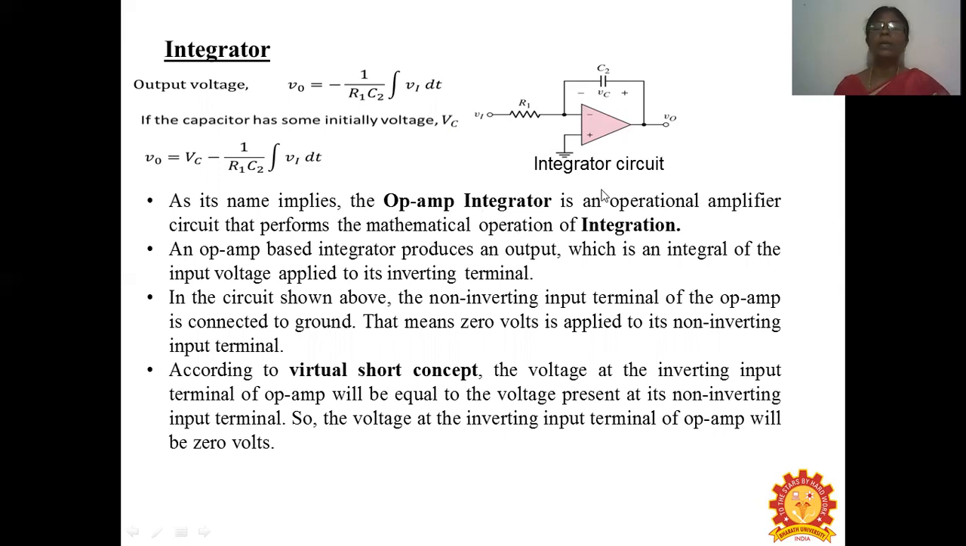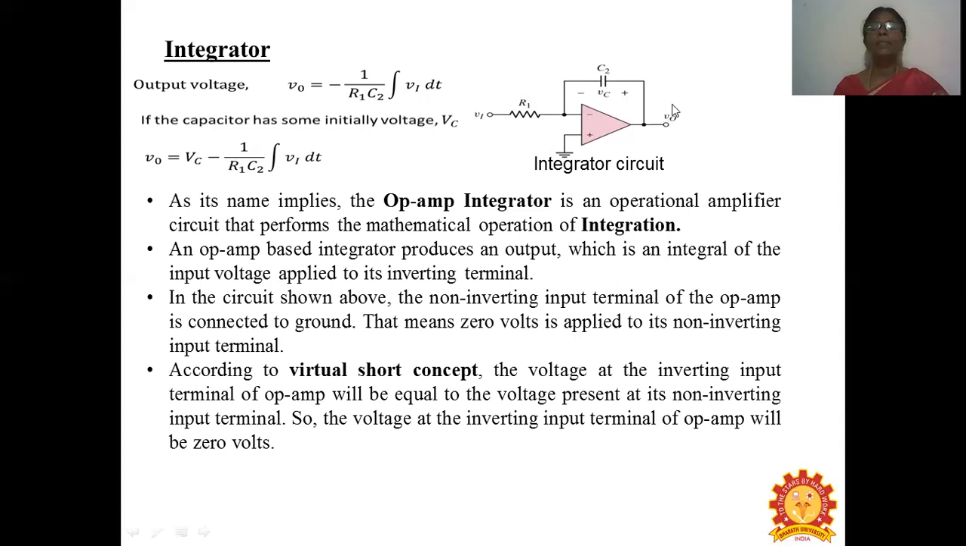In the above circuit, the non-inverting terminal of the operational amplifier, as I already said, is connected to the ground point. That means there is no voltage applied to the non-inverting terminal of the integrator circuit. So according to the virtual short concept, the voltage at the inverting input of the op-amp will be equal to the voltage present at the non-inverting terminal. So the voltage at the inverting input of the op-amp will be equal to 0 volts.